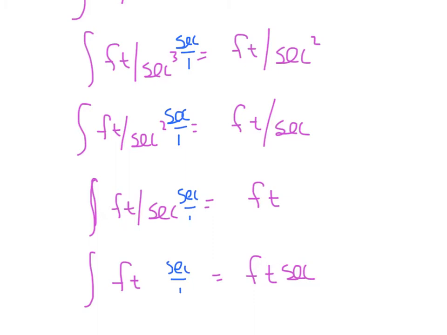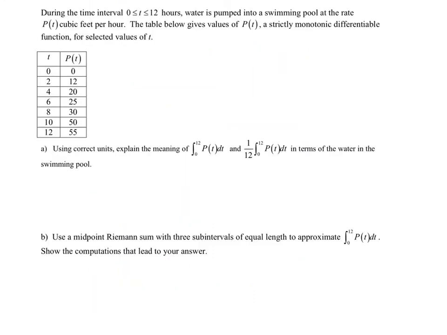But we'll add a little bit of meaning to those as we go here. So here we go. Here's a very typical AP problem. They said during the time interval of 0 to 12 hours, water was pumped into a swimming pool at the rate shown in these tables. P of T is measured in cubic feet per hour.